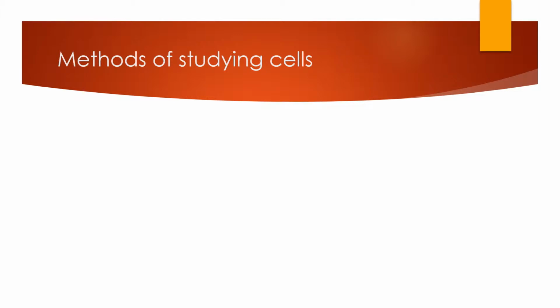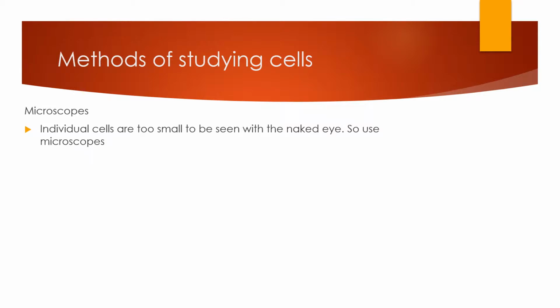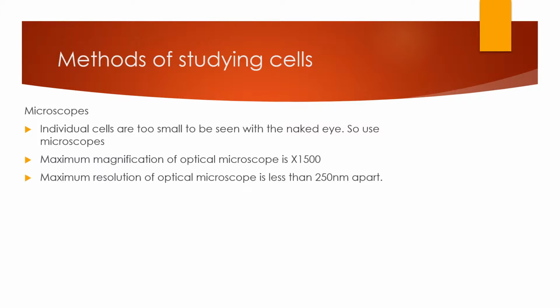Methods of studying cells. You have microscopes. Individual cells are too small to be seen with the naked eye, so you use a microscope instead. The maximum magnification of an optical microscope is 1500. The maximum resolution of an optical microscope is less than 250 nanometers apart.